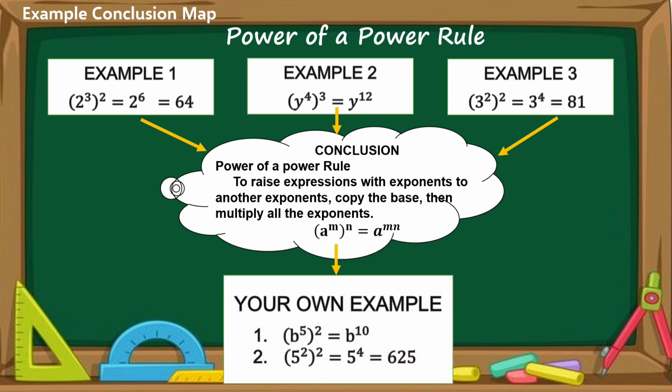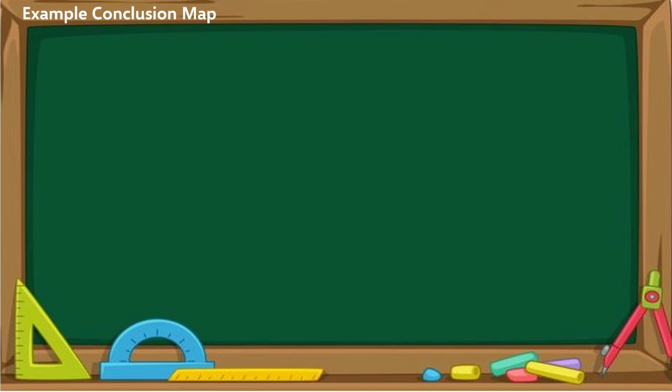First, (b^5)^2 is equal to b^10. Last example, we have (5^2)^2, it is equal to 5^4. The value is 625.